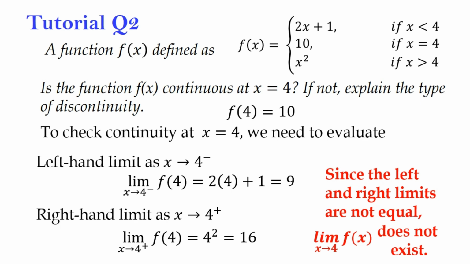What happened? Because there's something called jump discontinuity there. Exactly. So we can conclude that f of x is discontinuous at x equals 4 due to a jump discontinuity.